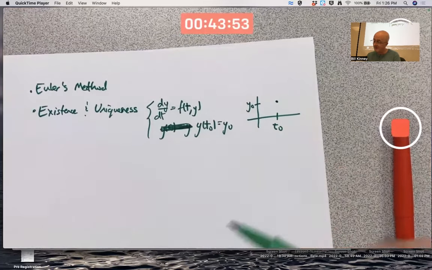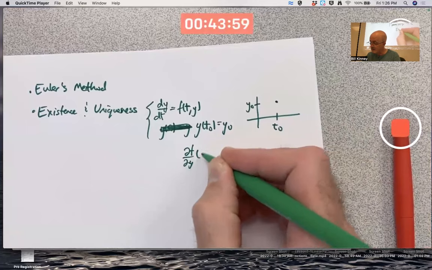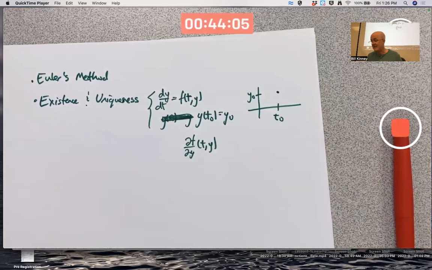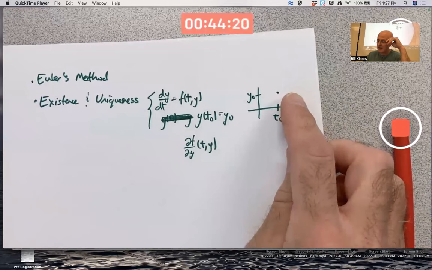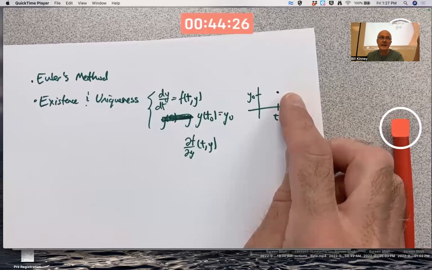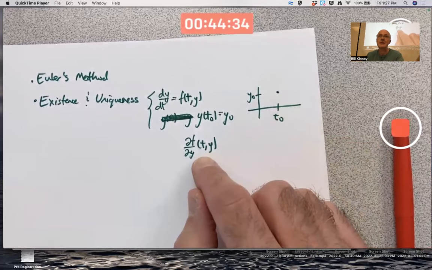The derivative of f with respect to y, still a function of t and y, assuming that's continuous near the point, is one hypothesis that you can make that will guarantee not only will the solution through that point exist, but it will also be unique. No other functions will solve it. In the reading and in the lecture, there is at least one, maybe two examples where uniqueness fails because this partial derivative fails to be continuous near the point.